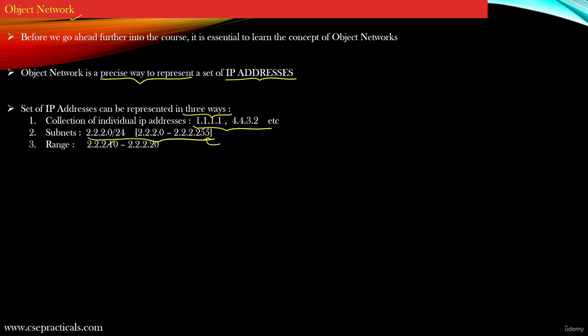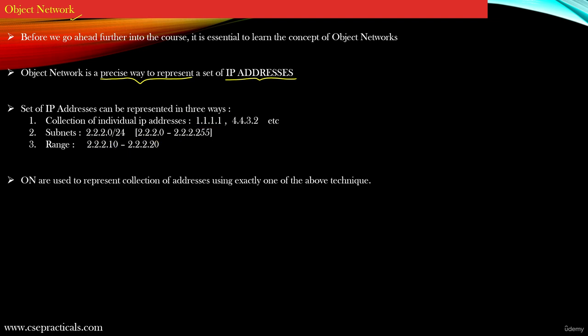And the third way is to simply represent the set of IP addresses using a contiguous range. For example, this is a set of IP addresses which belongs to the range 222.10 to 222.20. That is, 10 IP addresses are there in this range. So object networks are used to represent a collection of addresses using exactly one of the above techniques. Note the words: exactly one of the above techniques. We create an object network to represent the collection of IP addresses, and those IP addresses can be represented by any one of these three techniques.